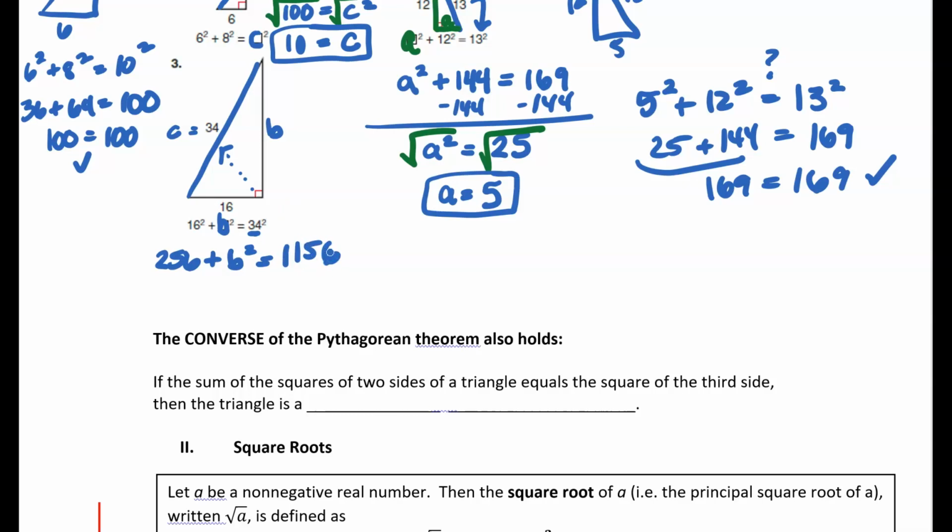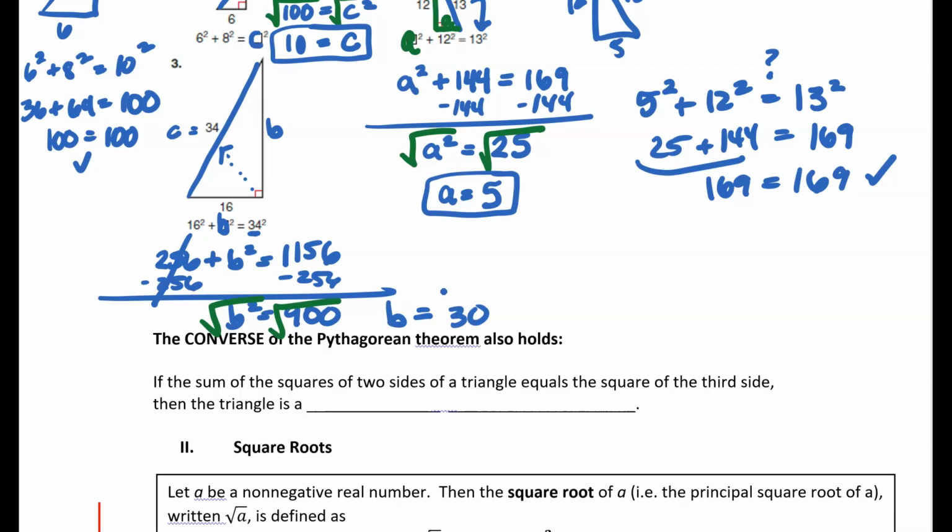1,156. And then we want to get the B squared by itself, so I'm going to take off 256 from both sides. And then those cancel, and you're left with B squared equals 900. And then you're going to take the square root of both sides, and you're going to get B equals the square root of 900, which is 30. And then we can always double check our work like we did last time. So 16 squared plus 30 squared equals 34 squared, which it does.